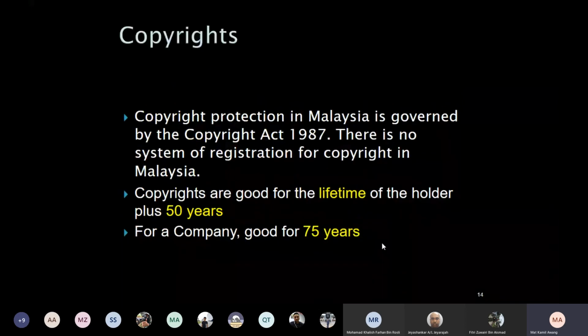Copyright protection in Malaysia is governed by the Copyright Act. There is no system of registration for copyright in Malaysia. Copyright is good for the lifetime of the holder plus 50 years. For a company, it's good for 75 years. See how long is the copyright protection.